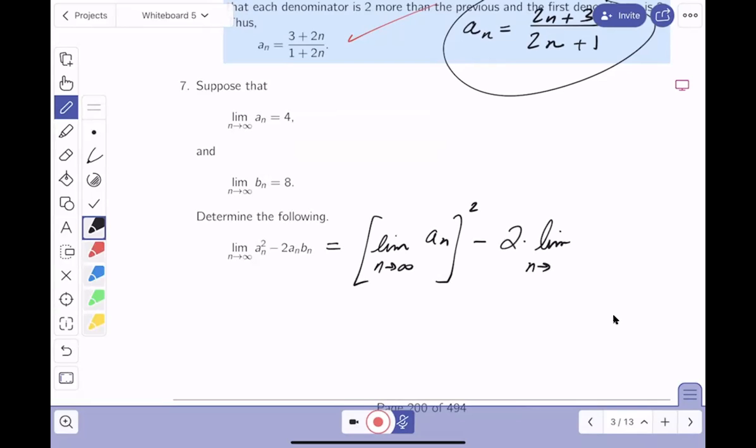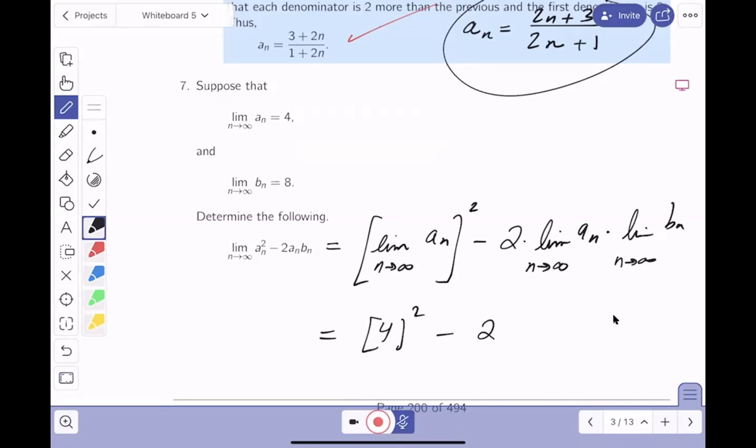Let's see, the limit as n goes to infinity of a_n. And don't feel like you have to do this, by the way. The limit as n goes to infinity of b_n. Well, do I know the limit as n goes to infinity of a_n? I sure do. It's 4, so it's going to be 4 squared. We'll do that later.